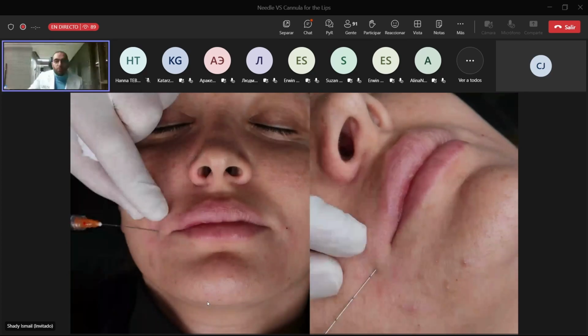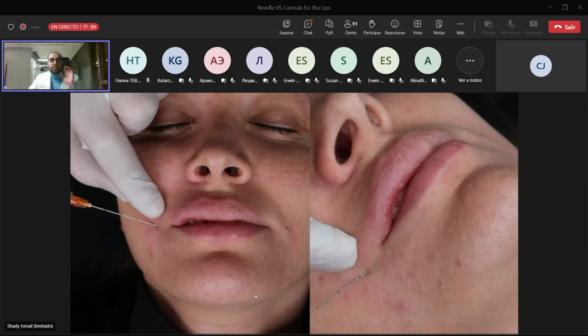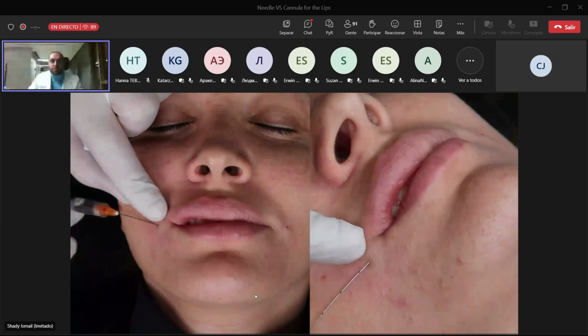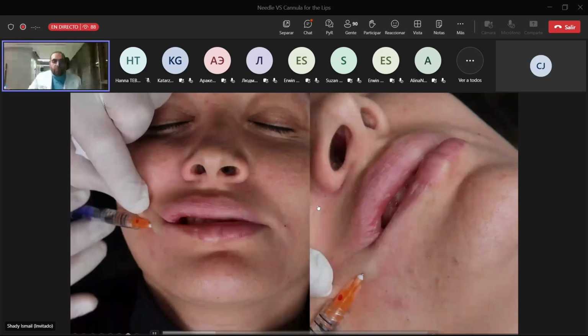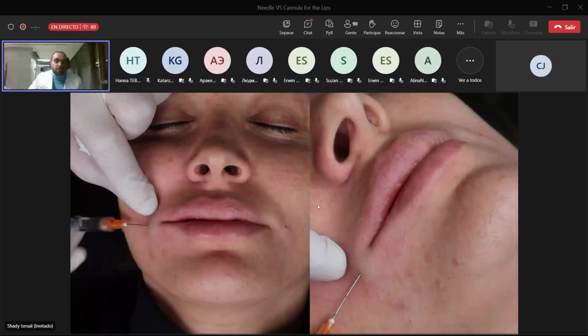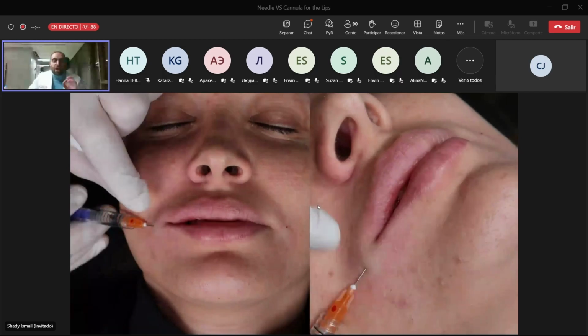Here I will use the same entry point. As I said, I minimize the entry points, so I minimize the risk of edema, bruising, and downtime, and I'm entering the lower lip. Also, I'm injecting the body of the lip itself. I'm advancing my cannula. I can see the cannula moving, but not too superficial. I'm injecting multi-level. Here I find resistance.